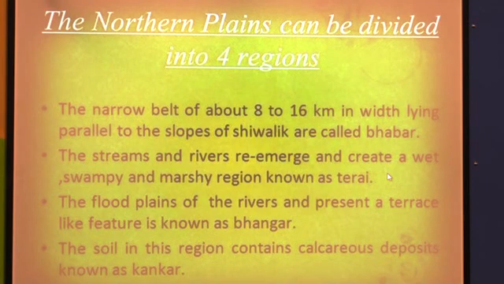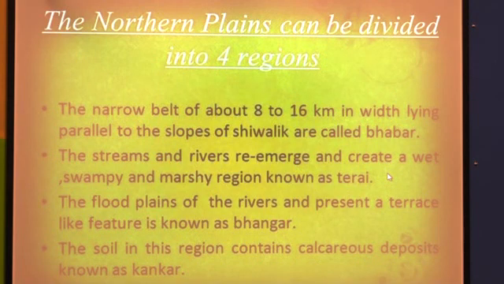This part is known as Bhangar. The soil in this region contains calcareous deposition, as we have learned, called Kankar, and the new, younger deposition of the flood plain is called Khadar. See, new soil is continuously brought by the river and deposited; that new soil is called Khadar, and it is renewed almost every year, while the old soil is called Bhangar. So this area is very fertile, ideal for intensive agriculture.